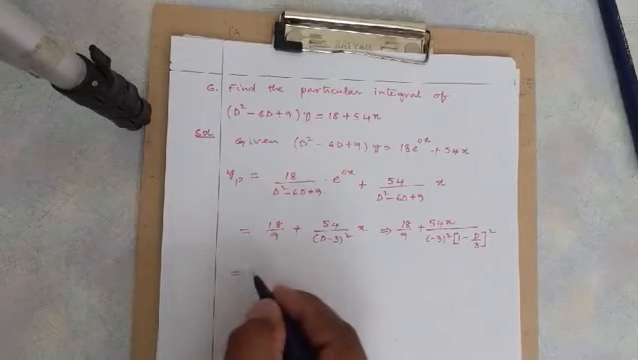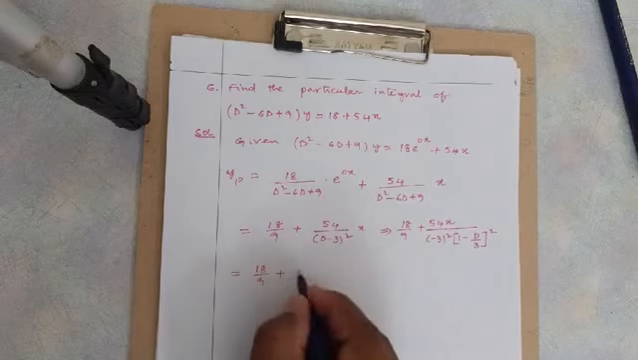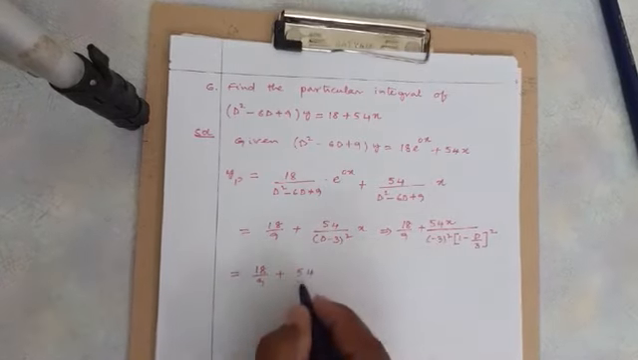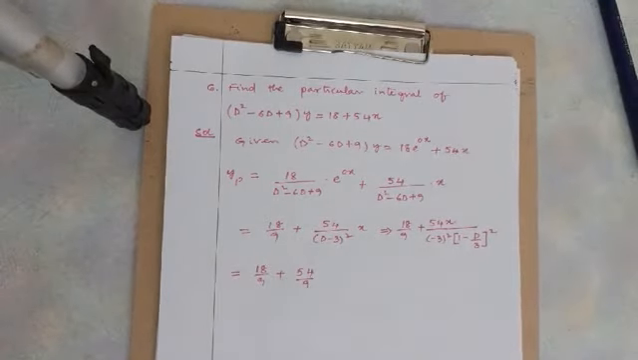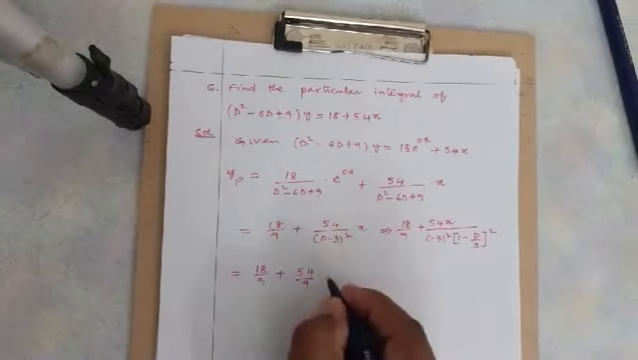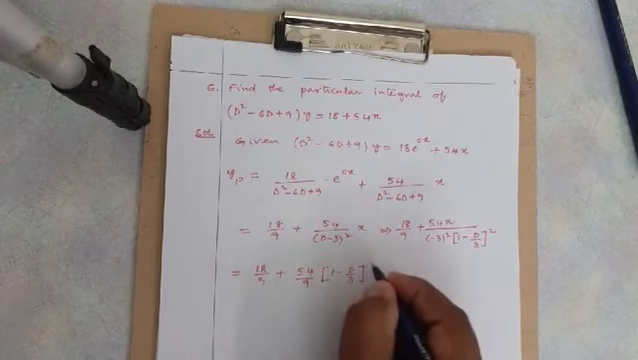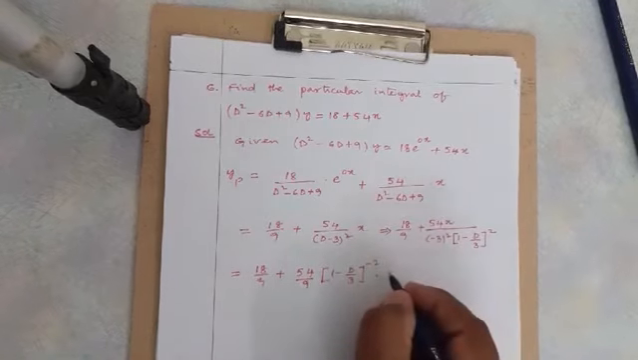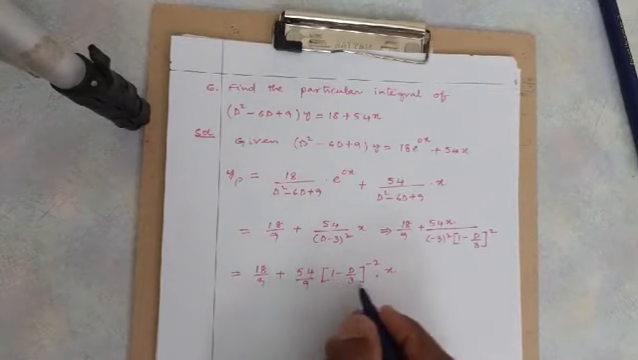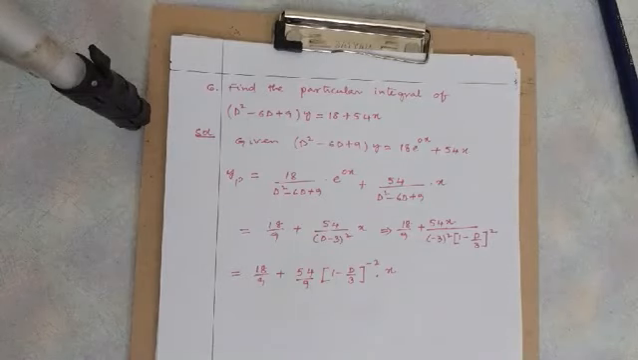Now this is equal to 18 by 9 plus 54, and when you multiply, minus 3 whole square becomes 9, since minus 3 whole square is minus of minus plus, 3 into 3 is 9. After that I can take this in the numerator. That becomes 1 minus d by 3 whole power minus 2, into x, which I am writing here. As you know, 1 minus x whole power minus 2 is nothing but 1 plus 2x plus 3x square plus 4x cube and so on.